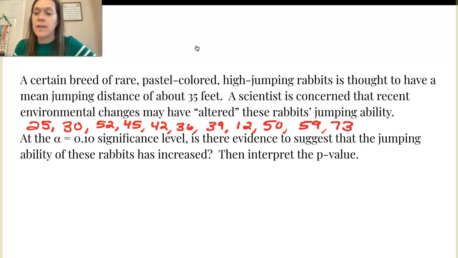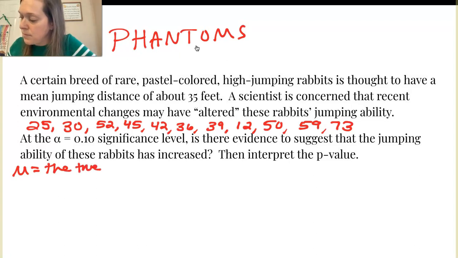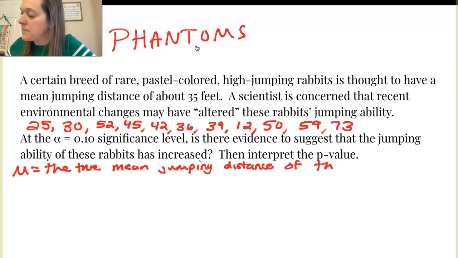Okay, so then what we can do is we can go in and type that stuff into our calculator. But before we do that, I'm going to get the basics written down here. So for our hypothesis test, P is my parameter. In this case, my parameter is mu. Mu would be the true mean jumping distance of this breed of rabbit.